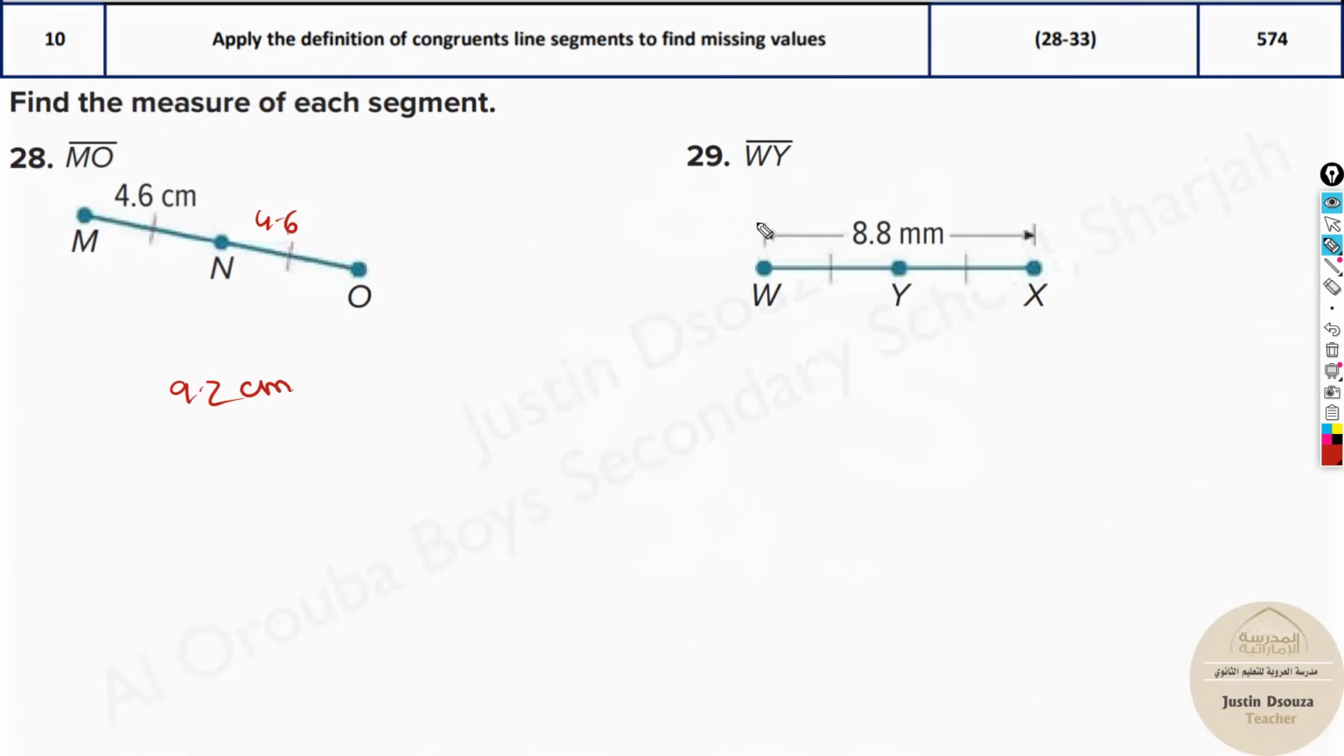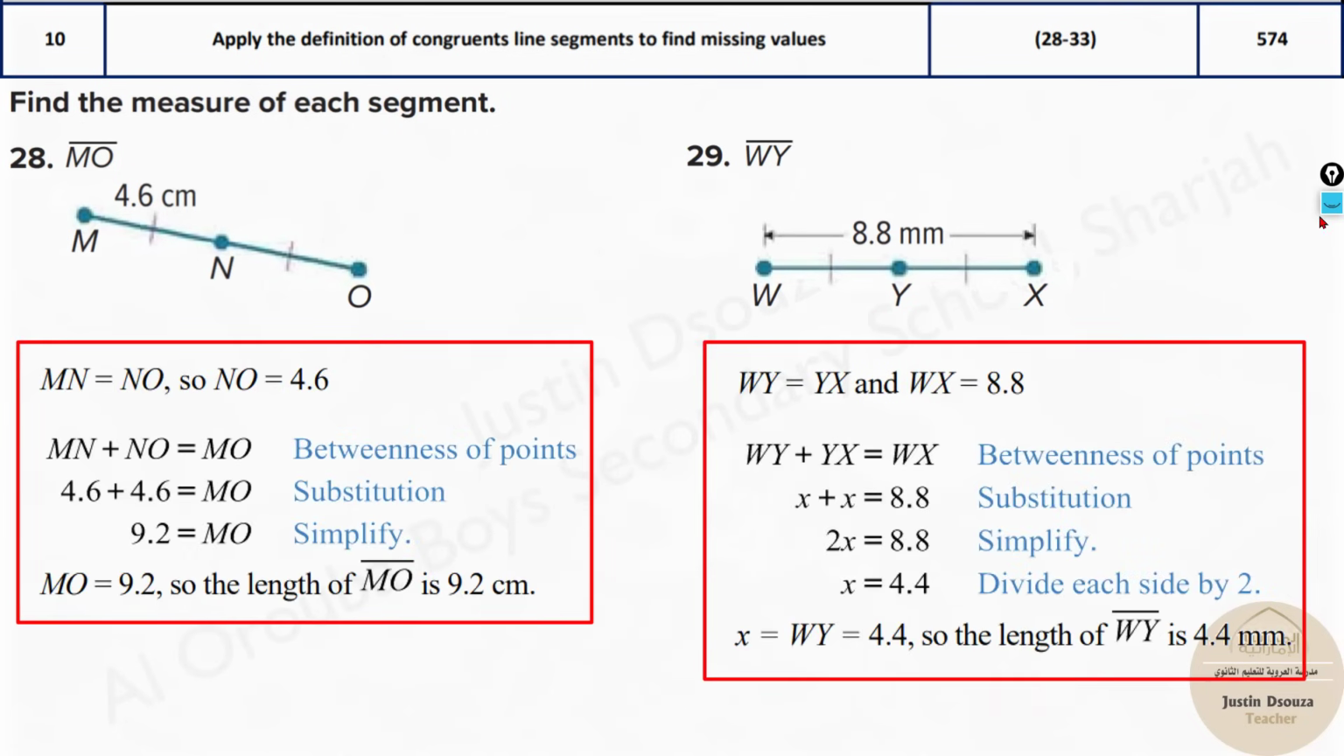Same way we have to find WY. Here the total length WX is given as 8.8 mm. And how much is half of it? These two parts are congruent, so half would be 4.4 millimeters, or mm. That's how simple these problems are. And we will look into the next one. So the answers are the same, 9.2. But you don't need to write it all. Directly choose the correct answer.